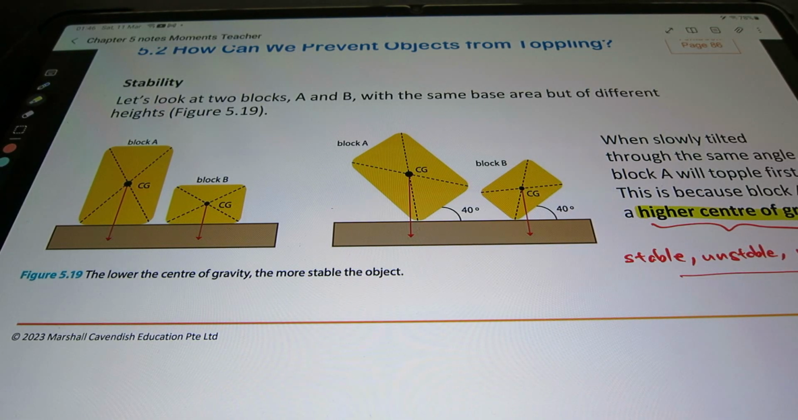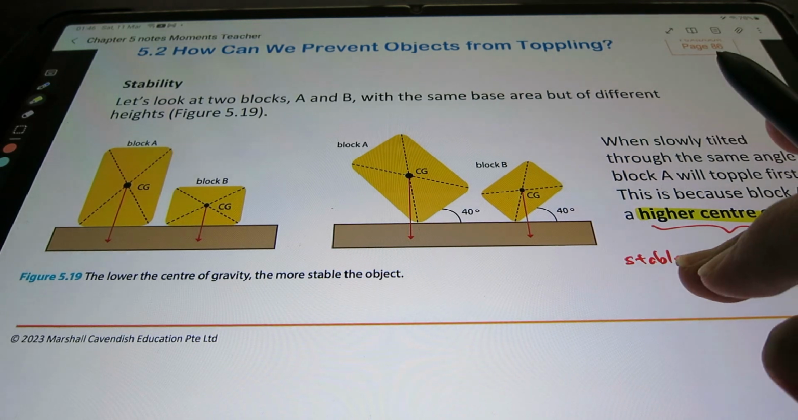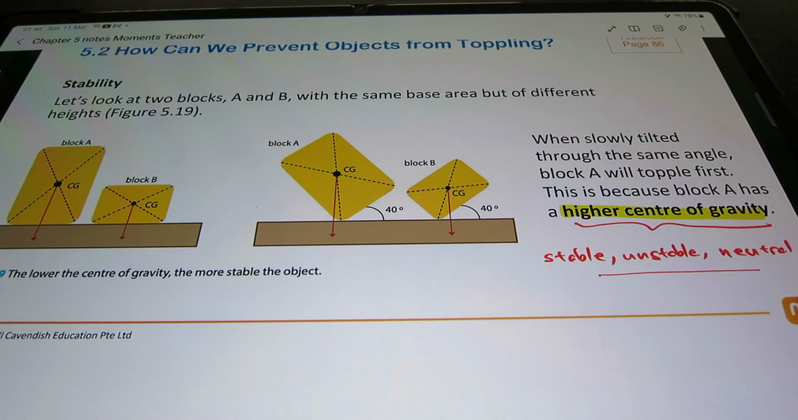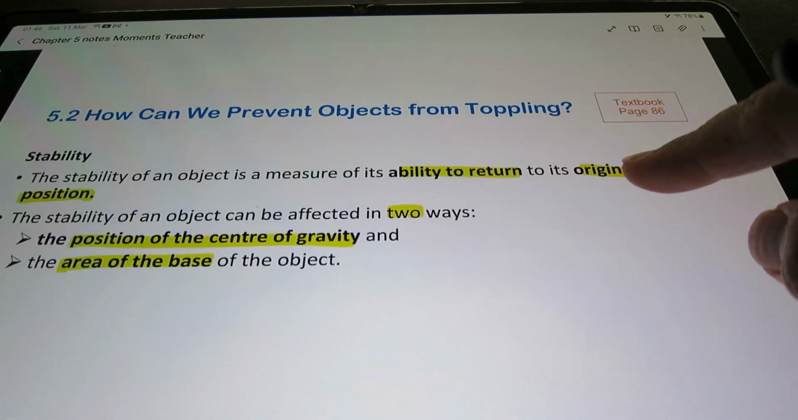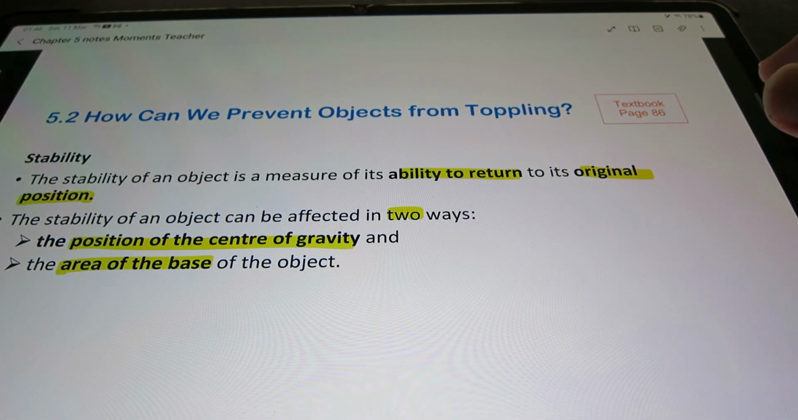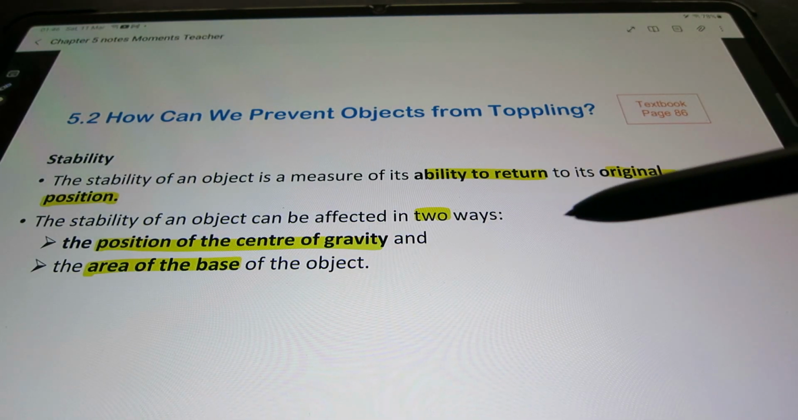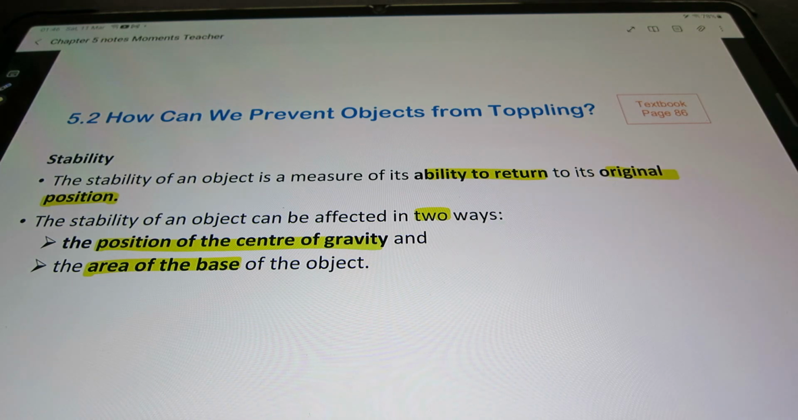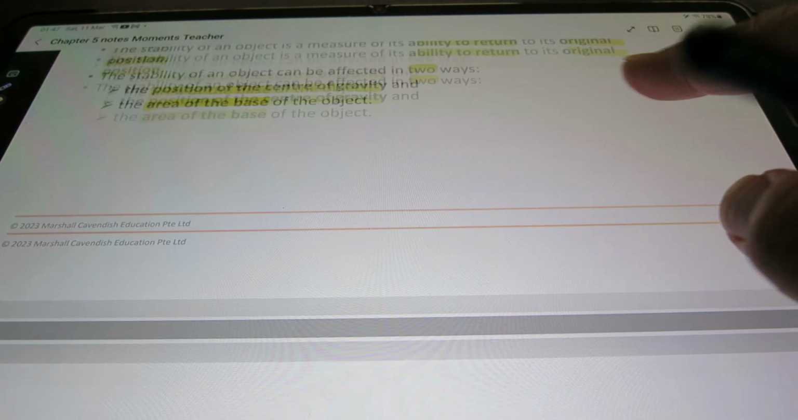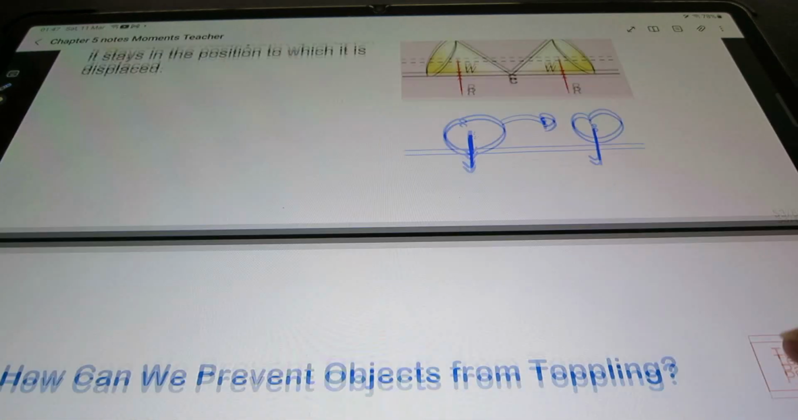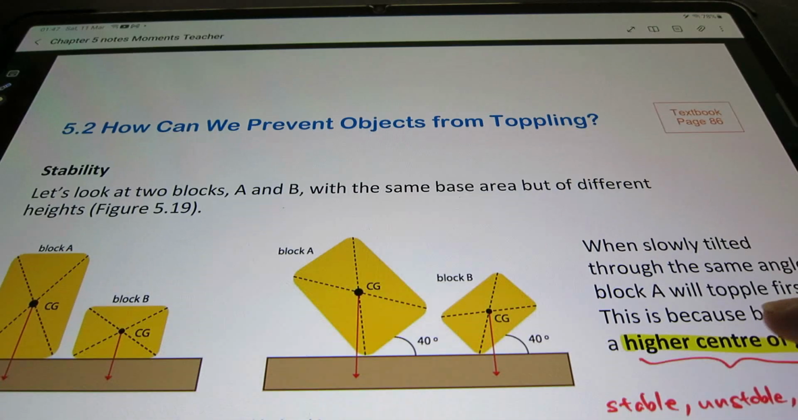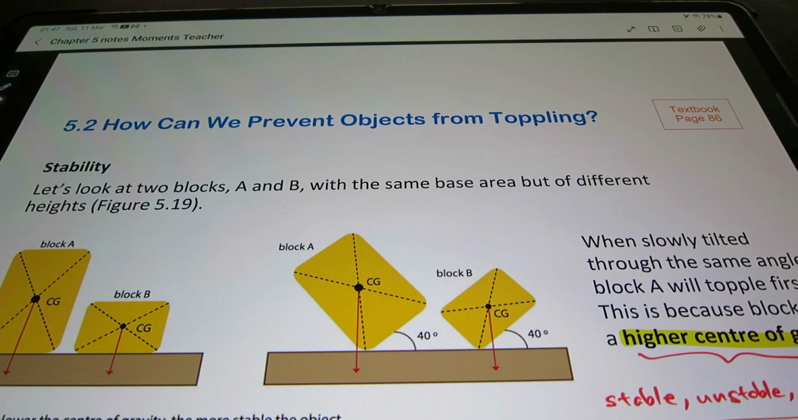So let's look at the effect of the center of gravity on the stability of an object. Remember, I think in like 3 slides before this, we talked about the stability of an object, and it is defined as the ability of an object to return to its original position, and it is dependent on 2 things: center of gravity and the base area. So let's talk about what effect each of these, center of gravity and base area, has on stability.